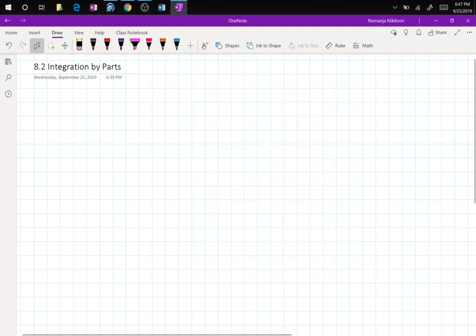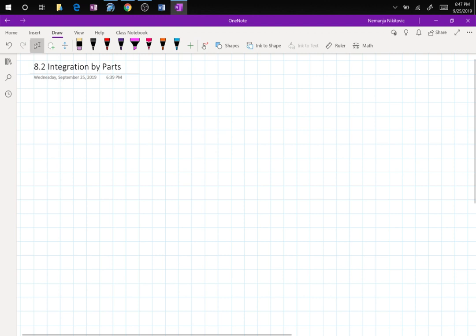Hello and welcome back to Calculus 2, section 8.2 on integration by parts. So what is integration by parts? Well, clearly it's an integration technique, so we will be integrating functions using this section. And this one is going to be the backwards product rule.